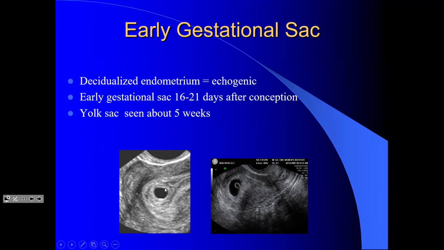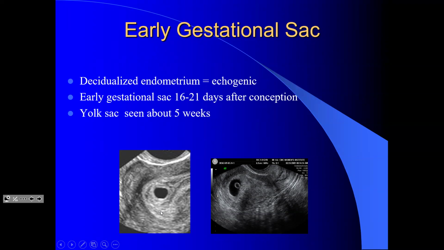In a normal pregnancy, earlier on, you should have a double decidual reaction, an echogenic inner line and an echogenic outer line. You see there are two lines, this echogenic line and this echogenic line. This is a normal appearance for an early gestational sac. If you just see one echogenic line like this, it is known as a pseudo-gestational sac.